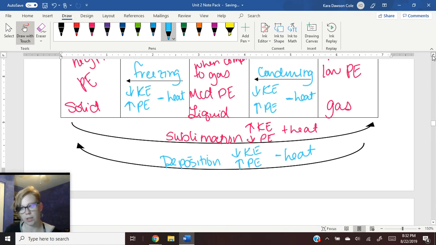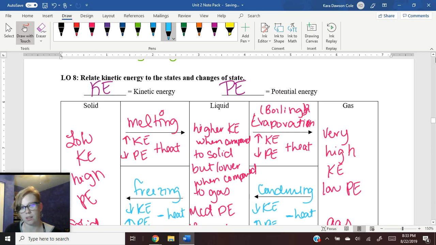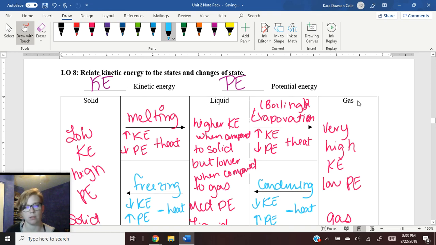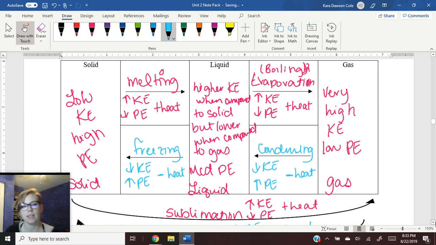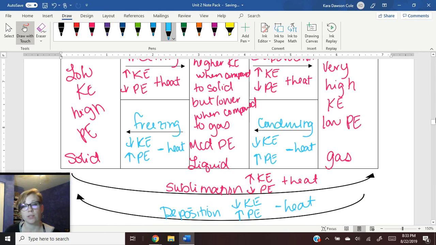So that is learning objective 8, which is to relate kinetic energy to the states and changes of state. Again, as we move from a solid to a liquid to a gas, we are increasing our kinetic energy. If we're moving from a gas to a liquid to a solid, we are increasing our potential energy. And we're going to talk a little bit more about these terms in the next thing, which is thermochemical processes, a little later. All right, so that is learning objective 8.